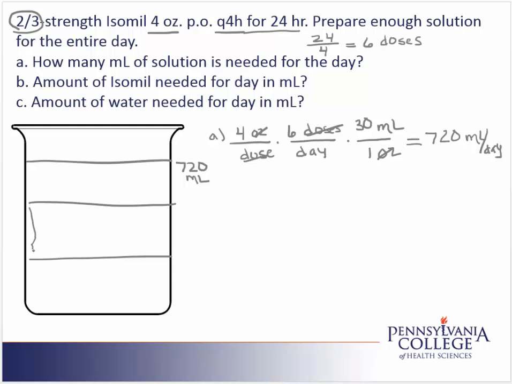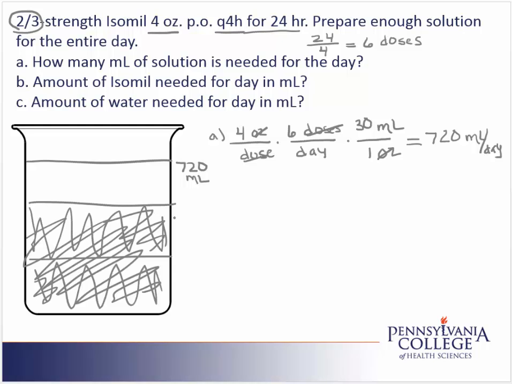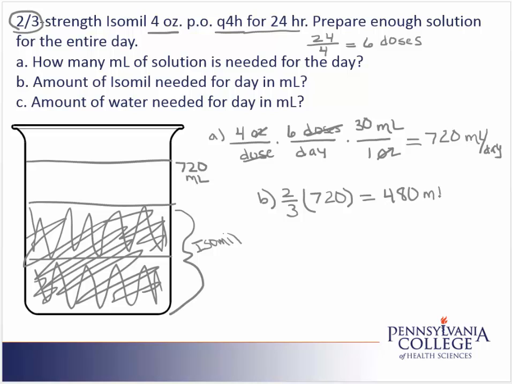So I'm going to shade these bottom 2. These 2 sections need to be the isomil. So what I need to do for part B is to calculate how many milliliters are in those 2 sections. The way that I do that is I take the 2/3, the strength, and I multiply it by my total amount of 720. And so on my calculator, I take 2 times 720 divided by 3, and I get an answer of 480 milliliters. And that is the amount of the isomil, the nutritional supplement.